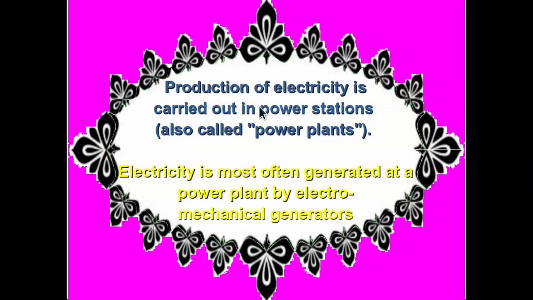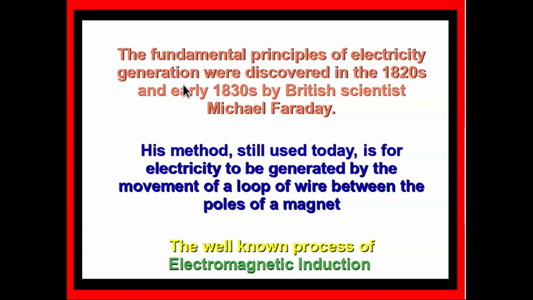Production of electricity is carried out in what are called power stations or power plants. Electricity is most often generated at a power plant by electromechanical generators. So there is a principal equipment by means of which we produce electric energy. The fundamental principles of electricity generation were discovered in the 1820s and early 1830s by the British scientist Michael Faraday.